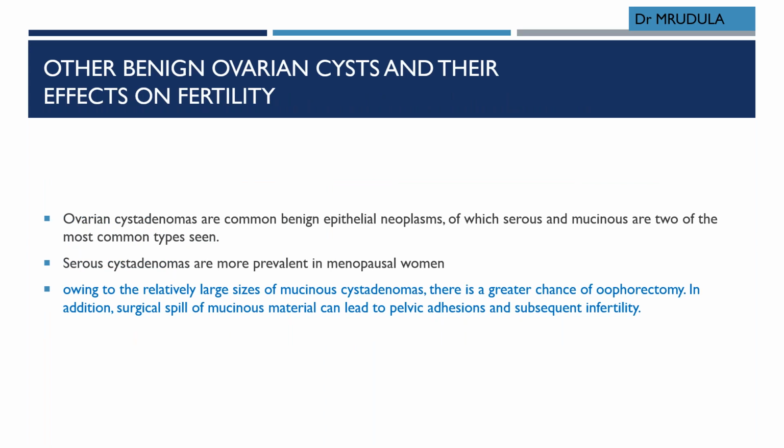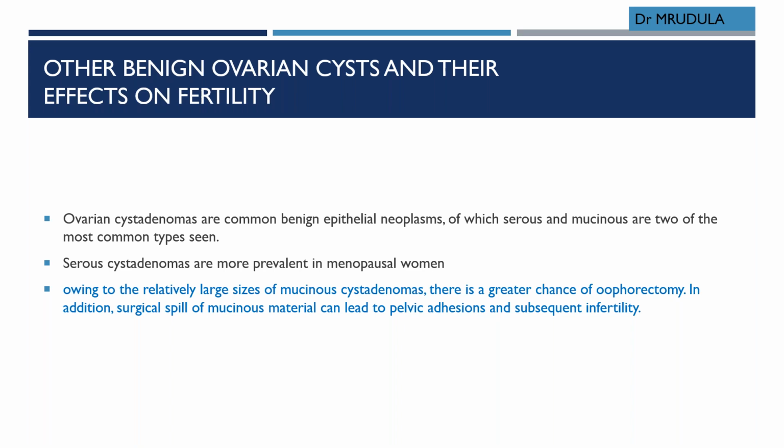So till now we have discussed functional ovarian cyst, hemorrhagic ovarian cyst, dermoid cyst, and endometriomas. Now, what are the other benign ovarian cysts and their effects on fertility? The other common benign ovarian cyst we know is ovarian cystadenoma, either serous or mucinous. Serous and mucinous benign cystadenomas are the most common benign epithelial neoplasms. Of these, serous cystadenomas usually arise in menopausal women; they are more prevalent in menopausal women. While mucinous cystadenoma occurs at an earlier age, in reproductive age women.